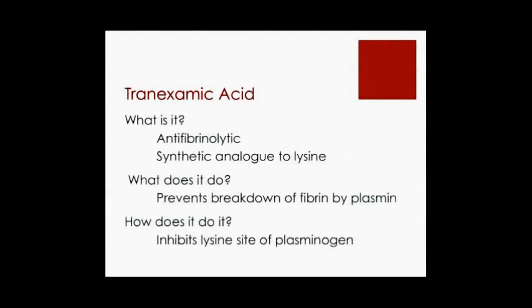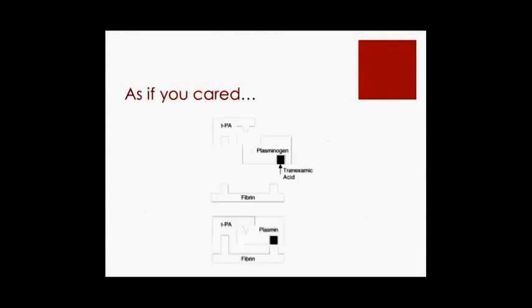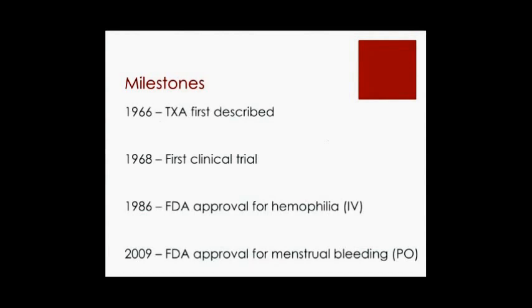So, where does tranexamic acid fit into all this? One, it's a fibrinolytic, okay? And it's a synthetic analog to lysine. And so what it does is it actually prevents the breakdown of clot by plasmin. And it does so by inhibiting the lysine site. So the black square is tranexamic acid. It's bound to the lysine site on both plasminogen and plasmin, which prevents its conversion, and it prevents plasmin from actually binding to the clot to break it down. So the monster can't satiate its appetite.